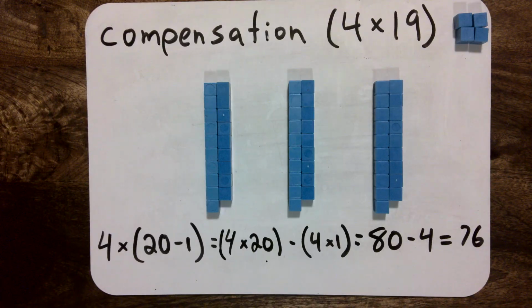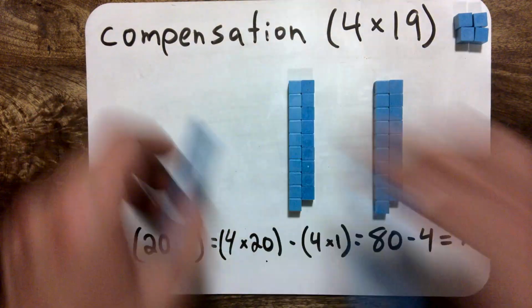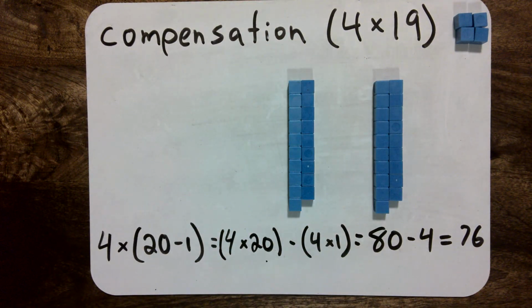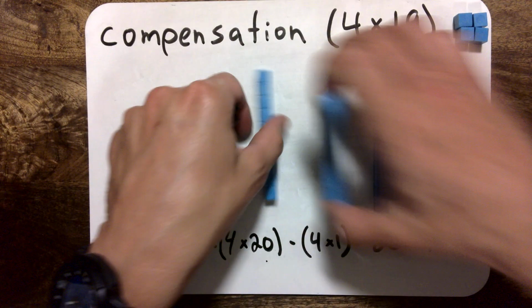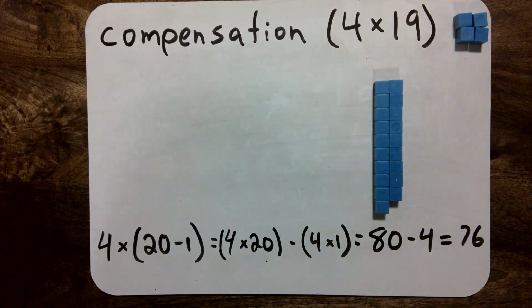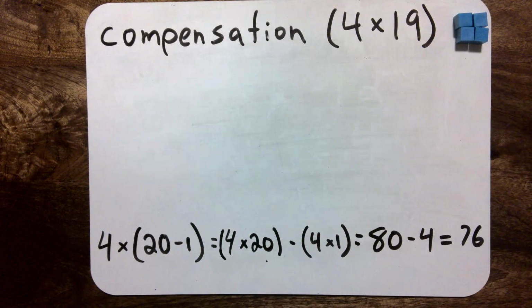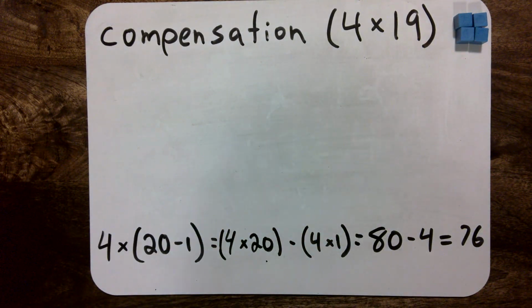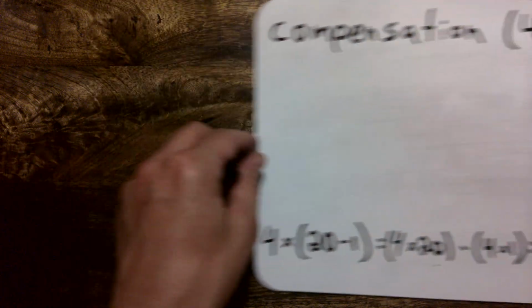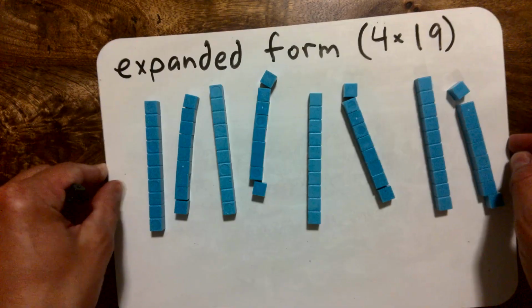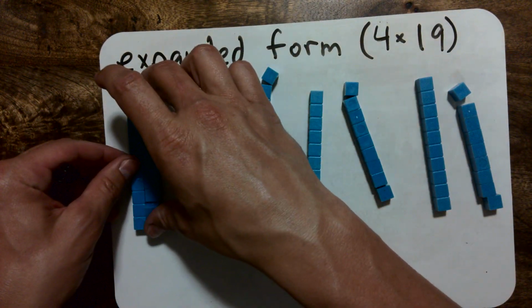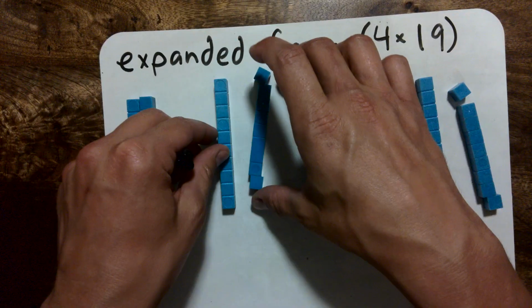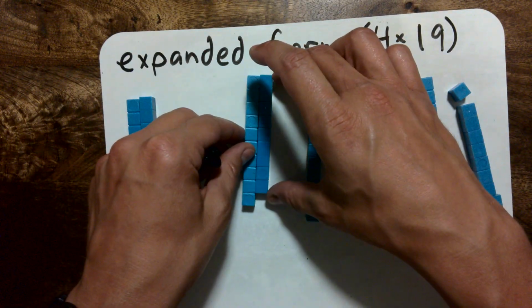All right, and then our next one that we're going to look at is going to look kind of similar to the compensation strategy, but we're not going to modify the original number. We are going to use some place value concepts and that distributive property too. So this next one is thinking of this in terms of expanded form.